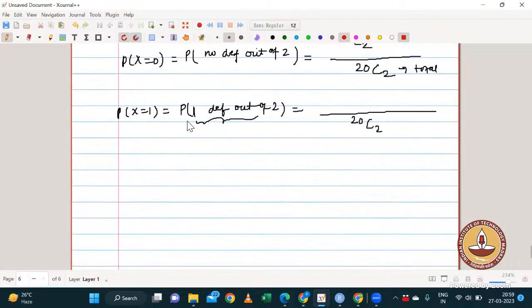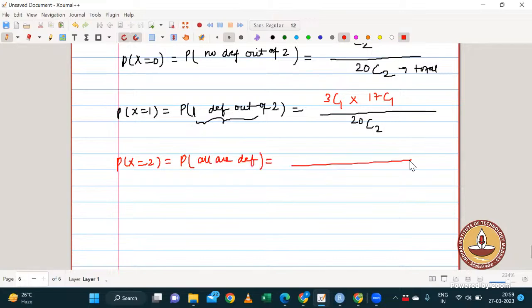As X takes the value 1, that means 1 is defective. That means 3C1 into 17C1. Correct? What about the probability X equal to 2? That means the probability that all are defective. What is the total case? 20C2. And 3C2, if all are defective.